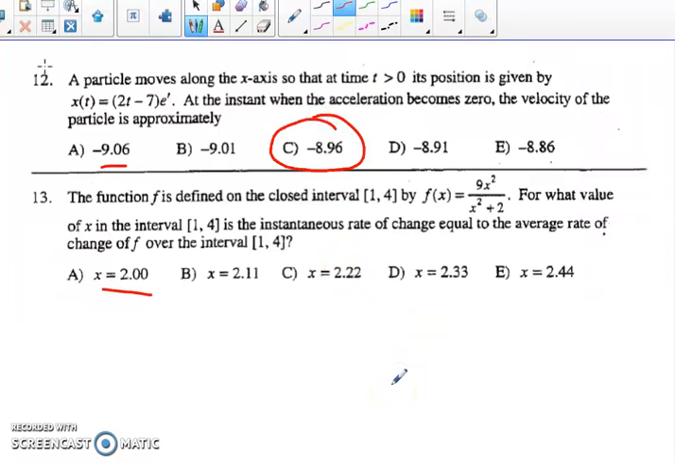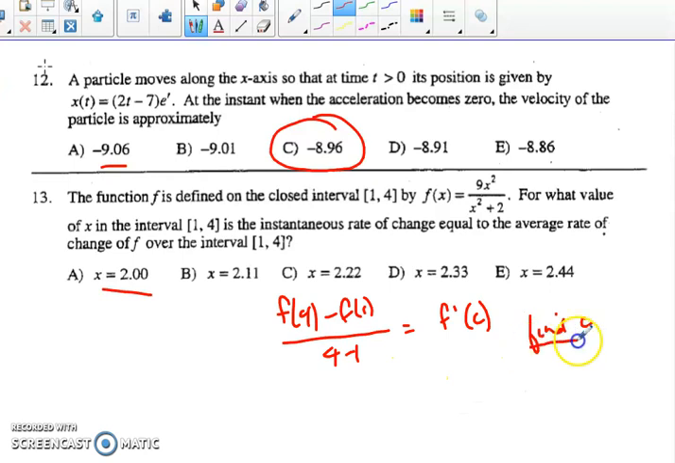Now, for 13, it's a mean value theorem problem. They're giving you a function on a closed interval, and they're saying when is the instantaneous rate of change equal to the average rate of change. So we basically need to know f of 4 minus f of 1 over 4 minus 1, and it equals f prime of some value c, and we want to know what c is.